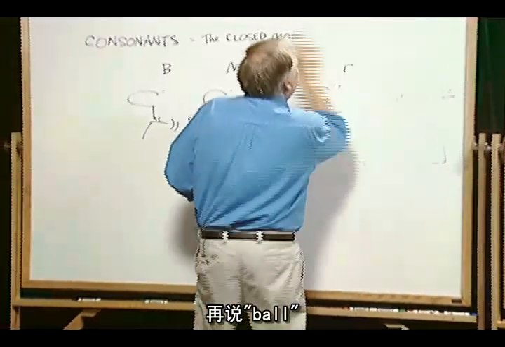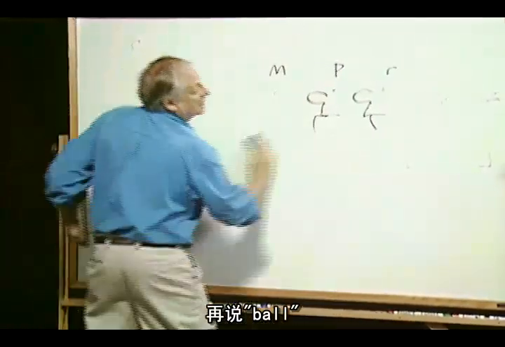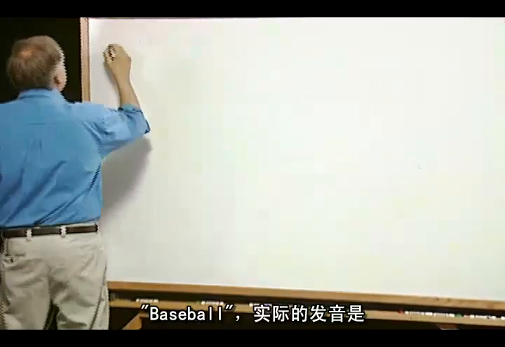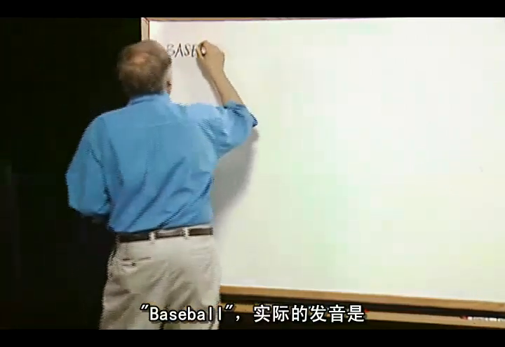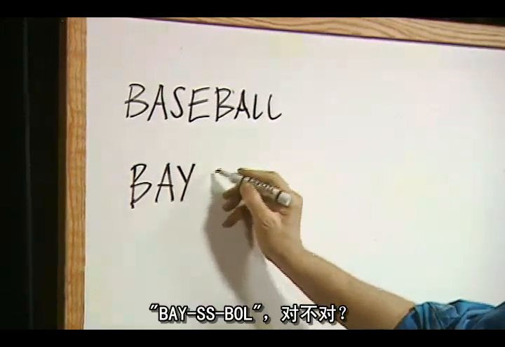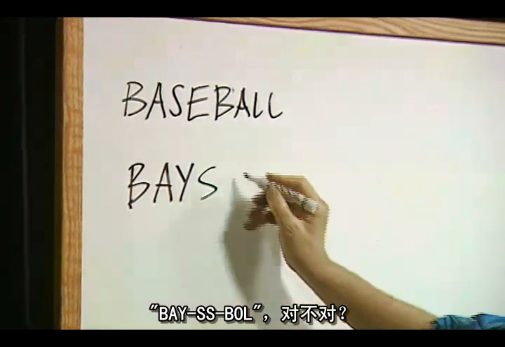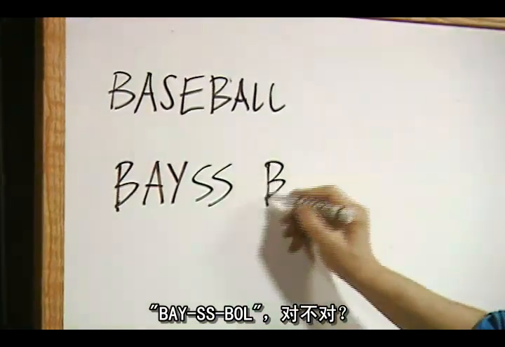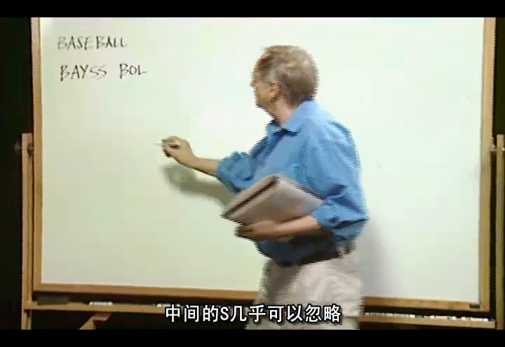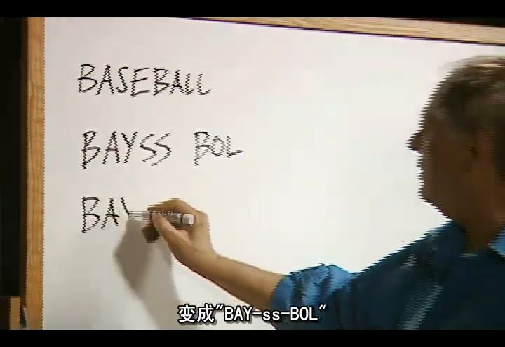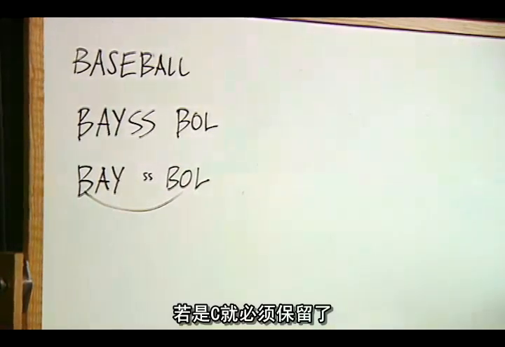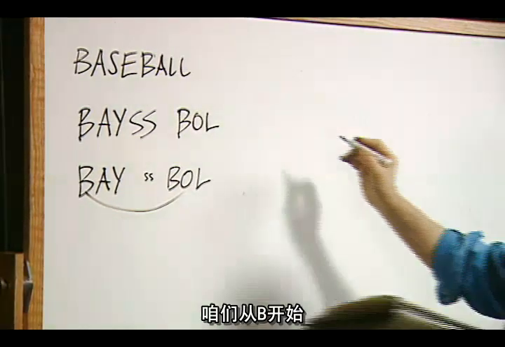Okay, now the vowels. Let's use baseball, which in actuality is base, ball, isn't it? Baseball. And you could almost lose the S's. Maybe it's going to be bay, ball. We're going to smudge over the S. Let's see, I have to do it to see. We start with the B.